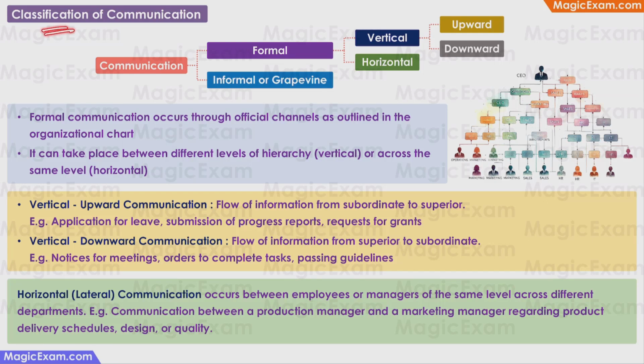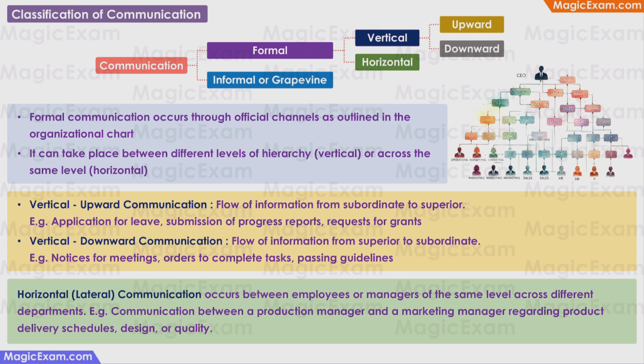Let us now look at the classification of communication. Communication can be formal or informal. Formal communication may be vertical or horizontal, and formal vertical communication may happen upward or downward. Formal communication occurs through official channels as outlined in the organizational chart, which tells us who is reporting to whom and who is responsible for various things in the organization.